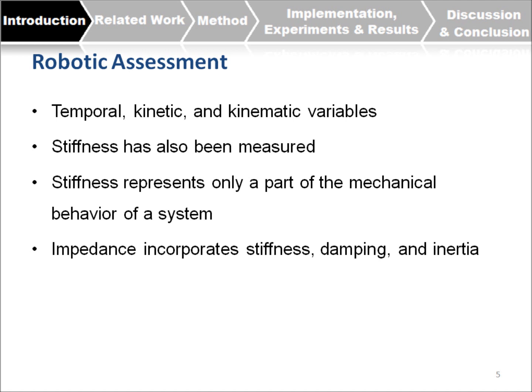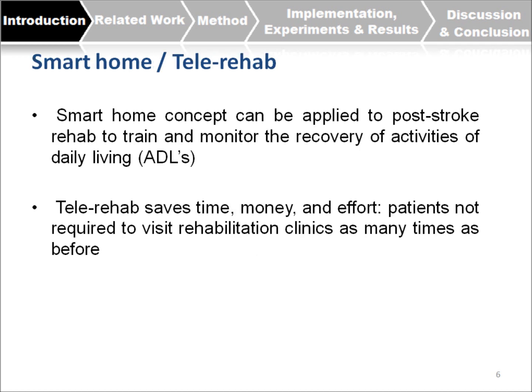But some people have been interested in understanding the stiffness of the arm or limbs, which shows part of the mechanical property of the system. However, what shows most of the mechanical property of the system is mechanical impedance, which incorporates stiffness, damping, and inertia.